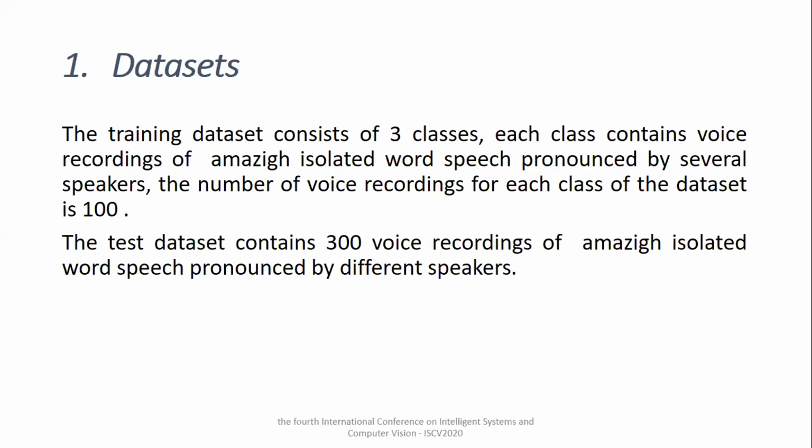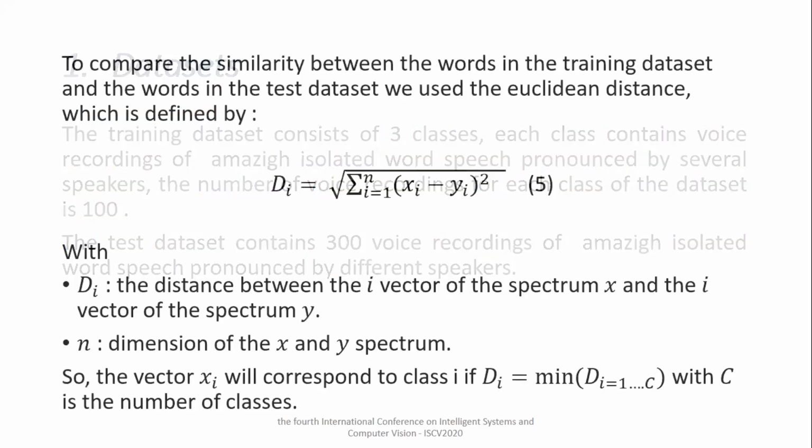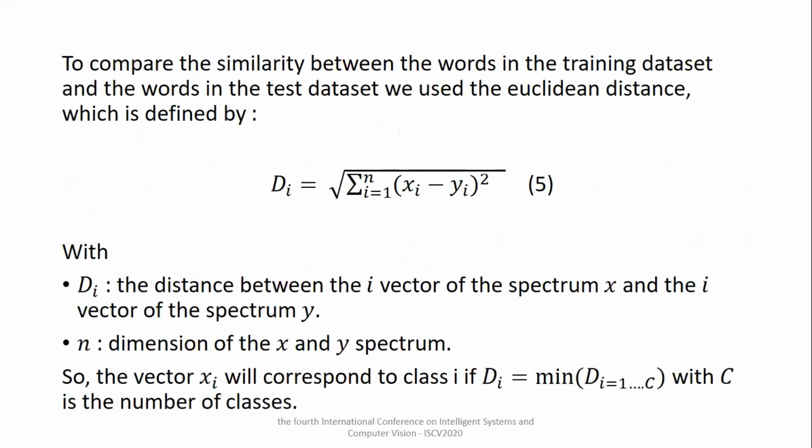The number of voice recordings for each class of the training dataset is 100, and the test dataset contains 300 voice recordings of Amazigh adulthood word speech, also pronounced by different speakers. And as I said before, to compare the similarity between the word in the training dataset and the word in the test dataset, we use the Euclidean distance. When the distance between the I vector of the spectrum X and the I vector of the spectrum Y is minimal, that means that they are similar, and if not, it means that they are not similar.